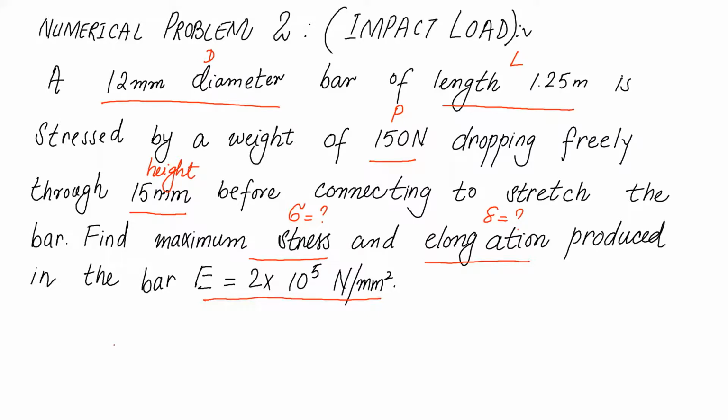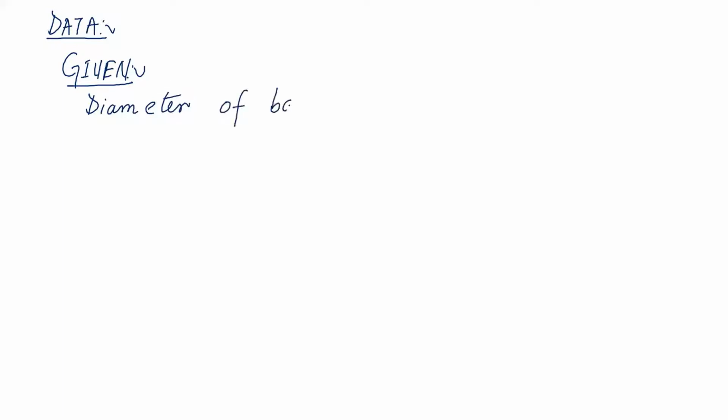Now we are moving towards the solution. First we have to write down the data, and I am going to select another pointer color, the blue one. So I am going to write down the data first: what is given and what is required. These are very simple numericals and you can do any numerical after doing these two. The diameter of the bar is given to us, D, small d or capital D, it's up to you, 12 millimeter. We don't need to change it, it is already in millimeter.